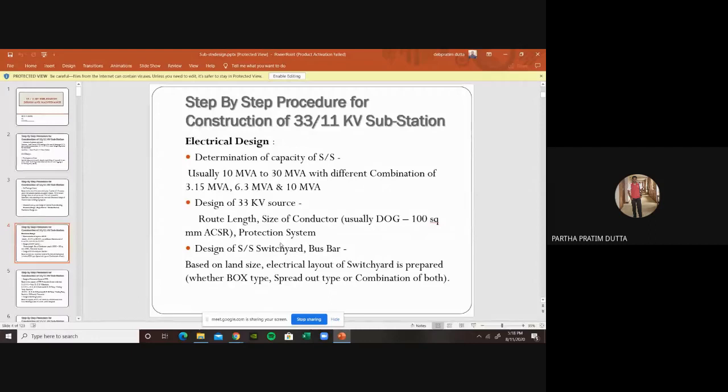Now in case of electrical design, the determination of the capacity of the substation is the most important part. Usually it is done at the initial stage of the conceptualization of the building of the substations. And usually we use 3.15 MVA, 6.3 MVA and 10 MVA power transformers to build up the capacity of the substation.